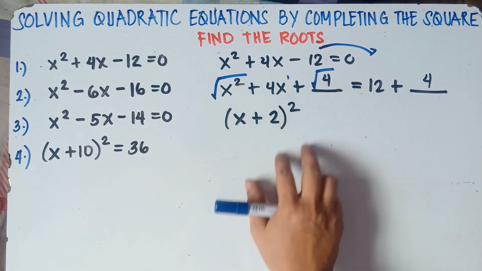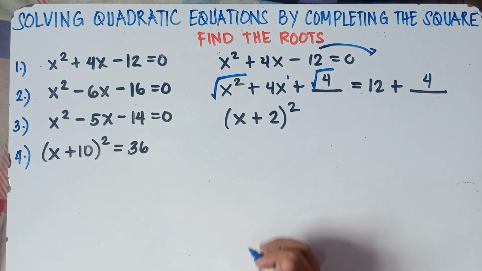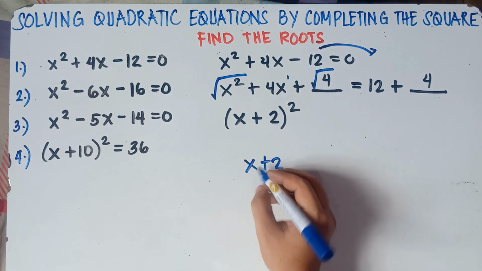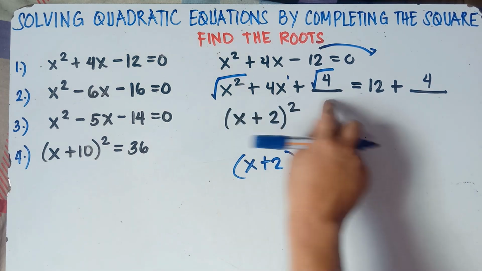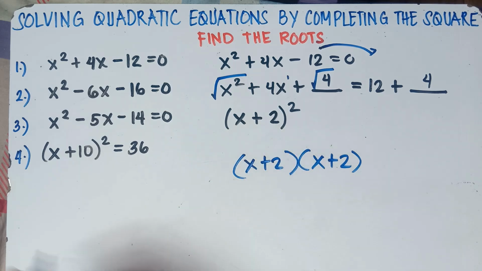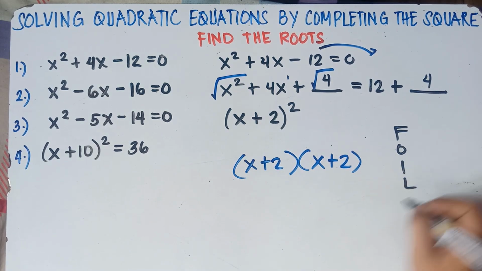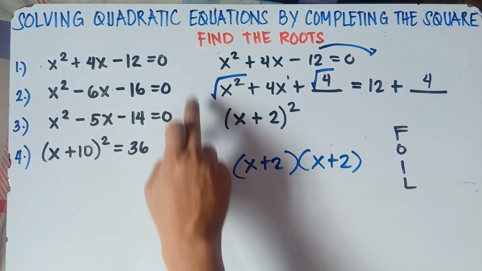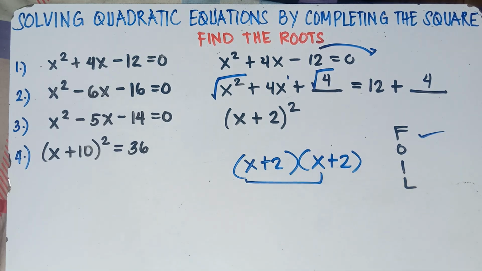This is actually the same, class. Once again, if you have x plus 2 quantity squared, it means x plus 2 times x plus 2. Even if you factor this out, class, this will be the answer. Let's check, class, using the FOIL method. If you still remember, first, outer, inner, last. Let's check if this is actually the same. So first, x times x, that would be x squared.